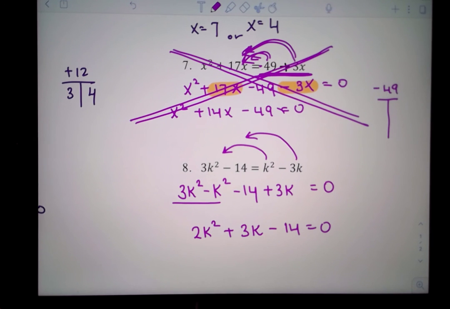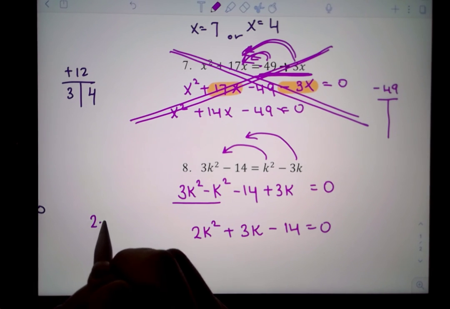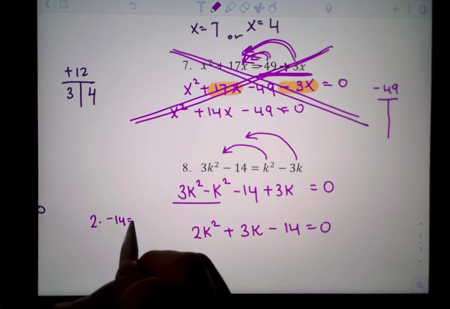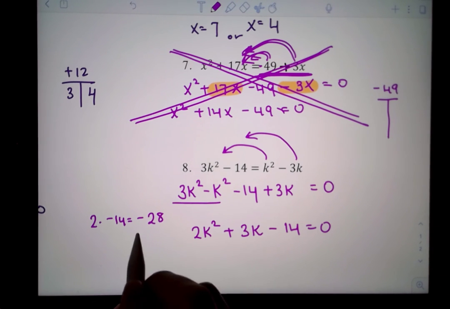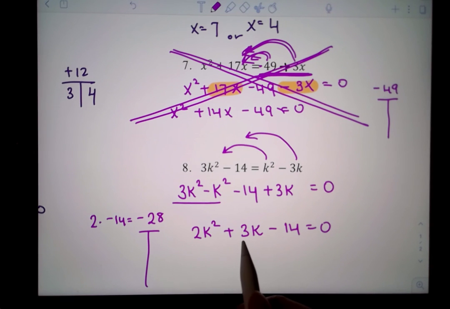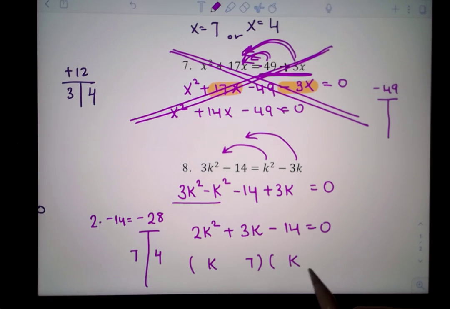So let's factor, because 2 is not the GCF. We need to do the AC method. So I'm going to do 2 times negative 14. Then you get negative 28. Right? Negative 28. And 3. So what? 7 and 4. Right? 7 and 4. The difference is 3. I got my 2 numbers. And let's write it. K 7, K 4, right?